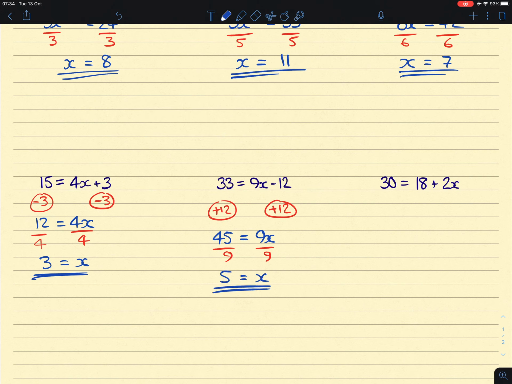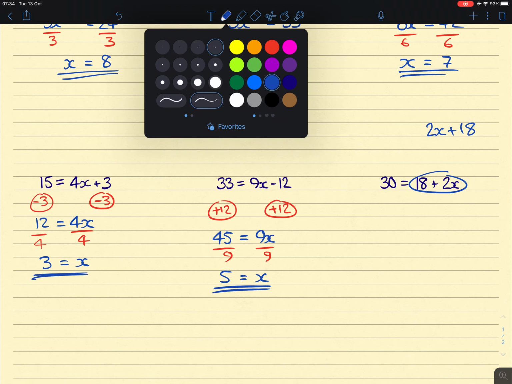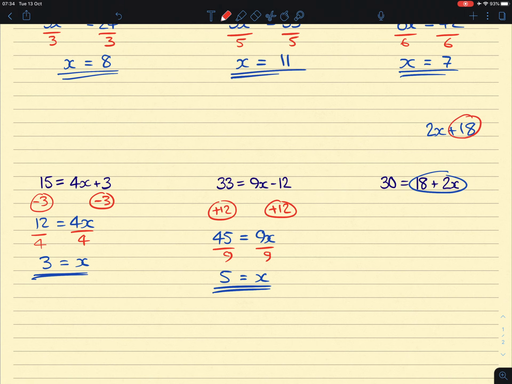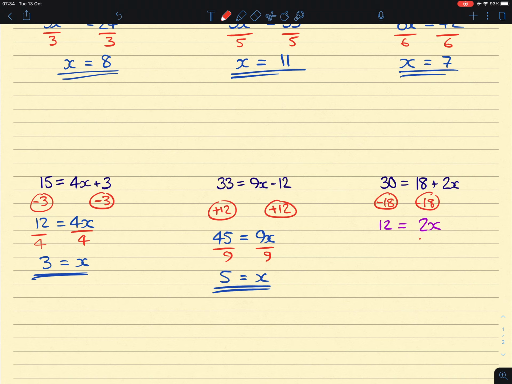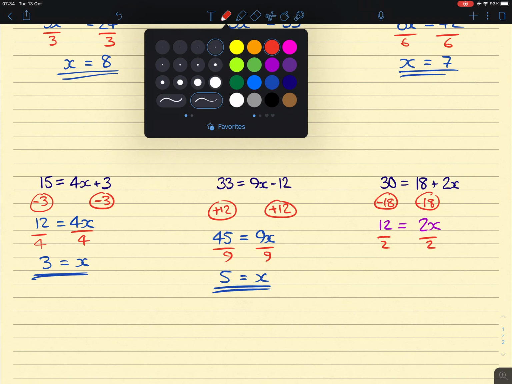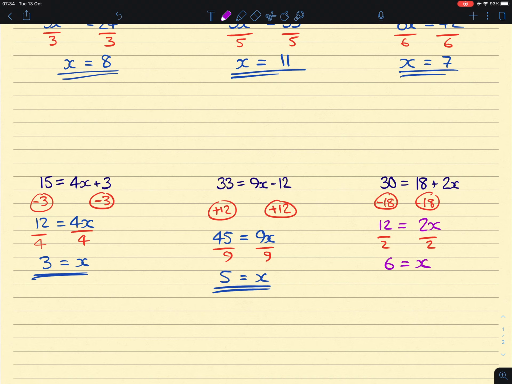And lastly, 30 equals 18 plus 2x. This 18 plus 2x is the same as 2x plus 18. So you've still got that multiple of 2 followed by an adding of something, or taking away, but in this case it's plus 18. So we've got to take away 18 from both sides to start with. If we do that, we'll be left with 2x on the right. And we will have, I'll just go with purple, 12 on the left. Then in order to get rid of that multiplying by 2, I'm going to have to divide both sides by 2. And that will give me 6 equals x. Done.